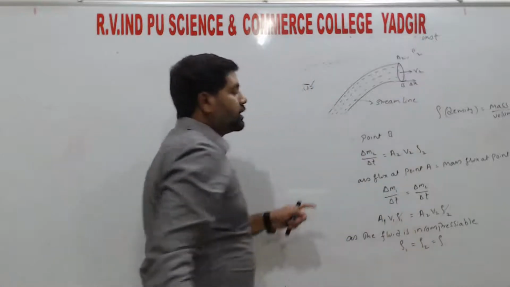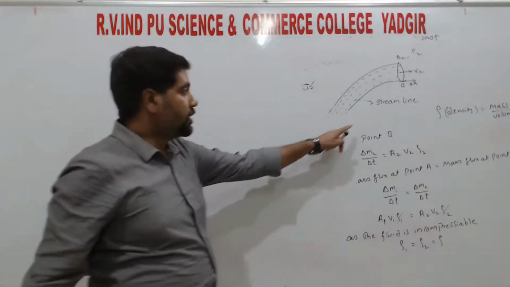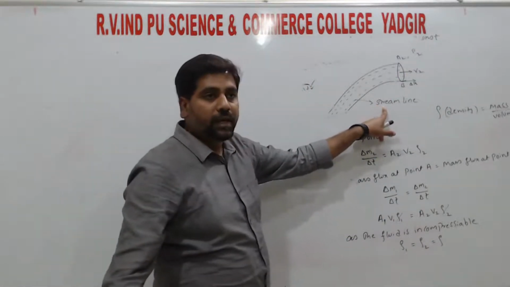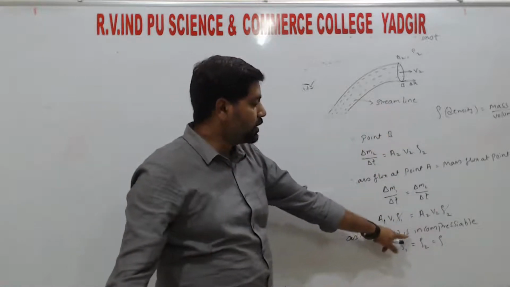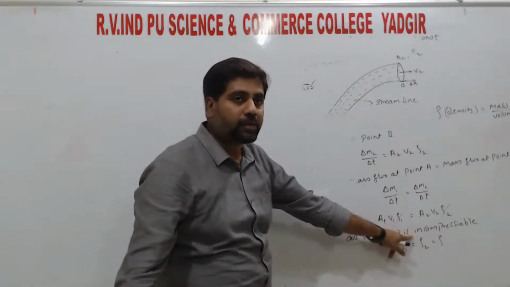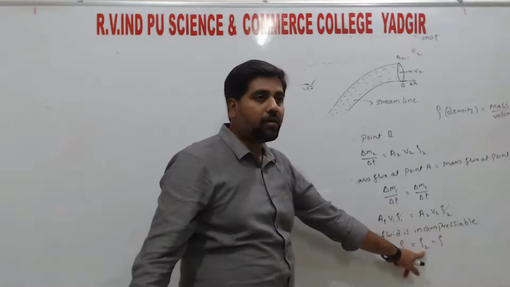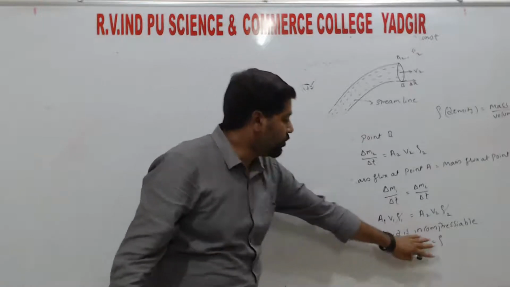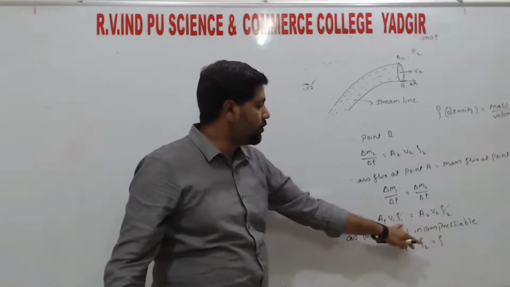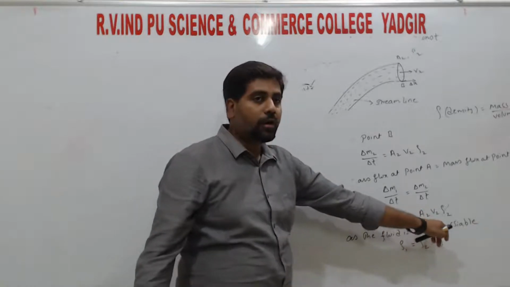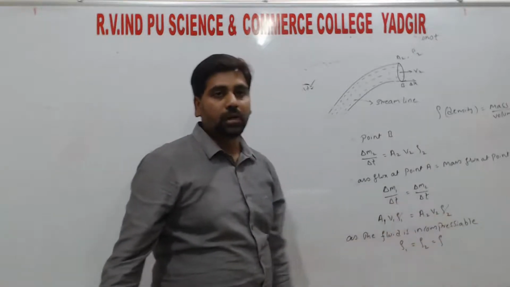So here we consider two cases. First case is the fluid is in streamline. Next one is the fluid is incompressible. Incompressible means the density always remains constant. If we do not consider this case, then A1 V1 rho 1 is equal to A2 V2 rho 2, right?